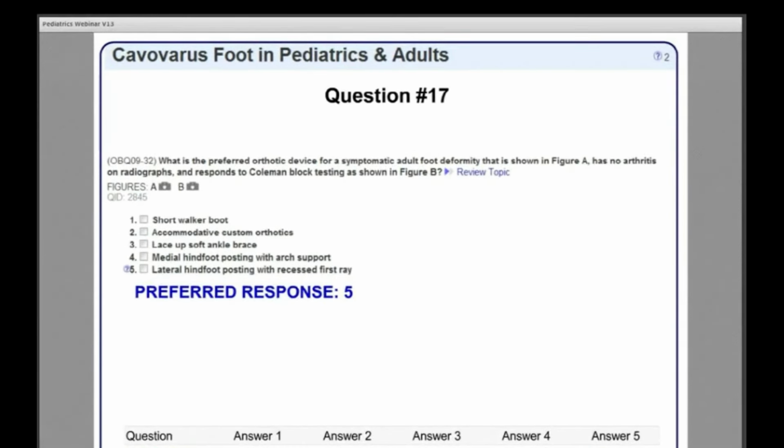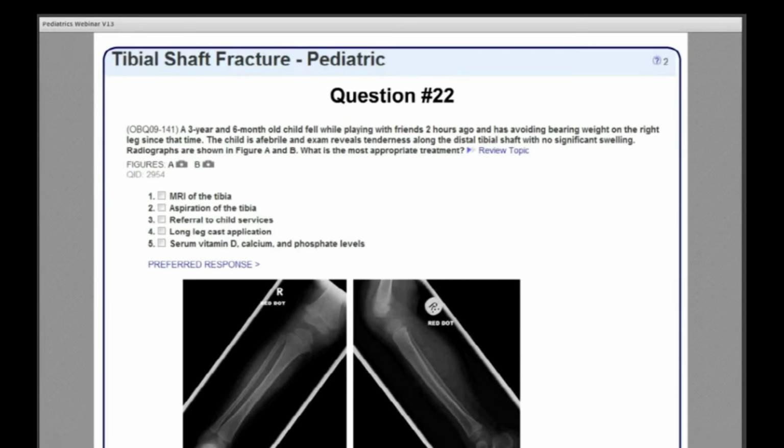The next topic is pediatric tibia fractures. A 3-year and 6-month-old child fell while playing with his friends 2 hours ago and has avoided bearing weight on the right leg since that time. The child is afebrile, and exam reveals tenderness along the distal tibial shaft with no significant swelling. Radiographs are shown in figures A and B. What is the most appropriate treatment?